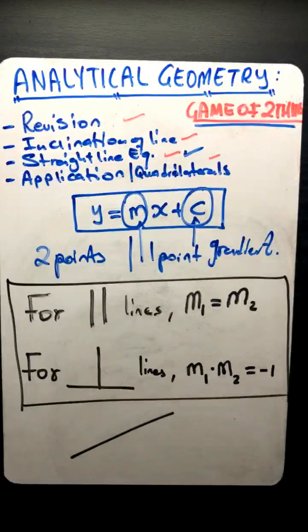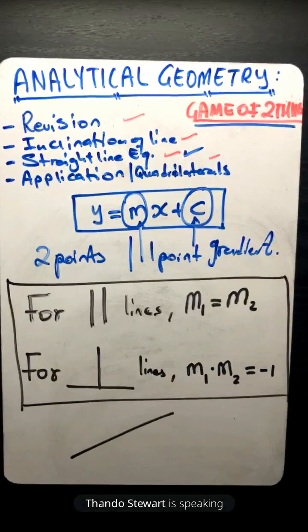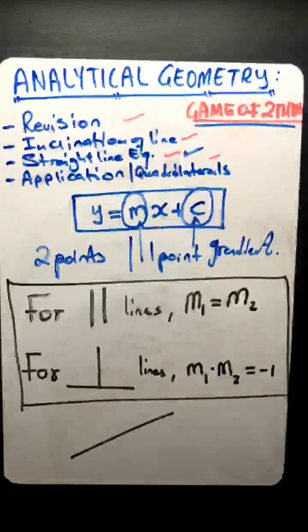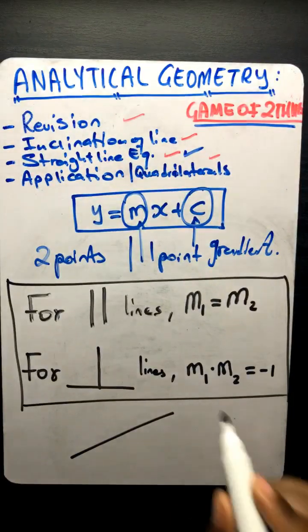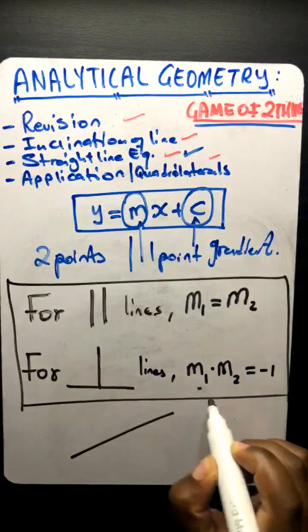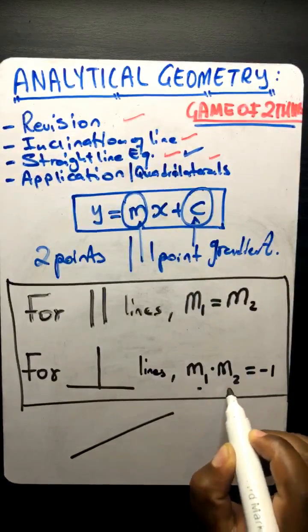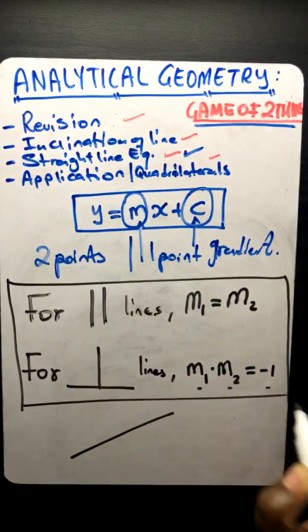Tando, have you got a question, honorable member? Yes, sir. I just wanted to ask, when you multiply M1 with M2, is it always -1? Like it never changes, right? It's forever -1. Forever and ever and ever. When you multiply the gradient of line 1 and the gradient of line 2, it will always be -1.